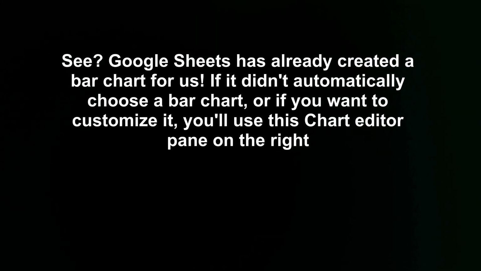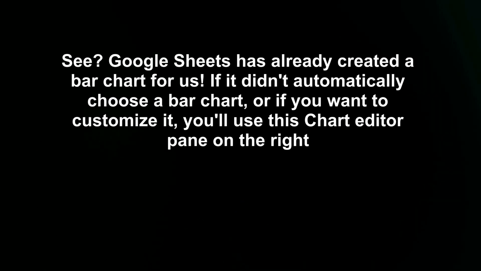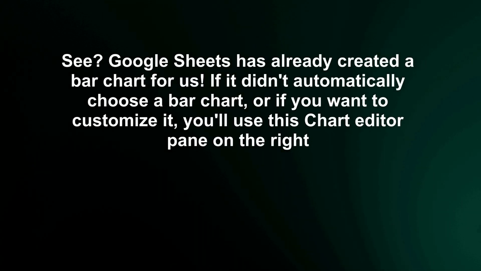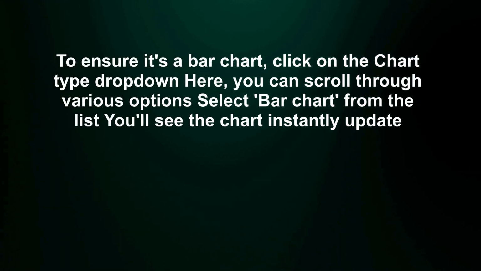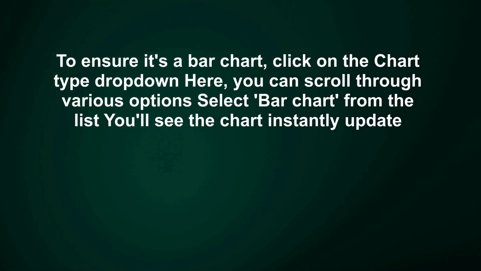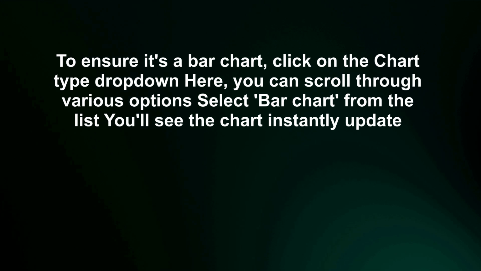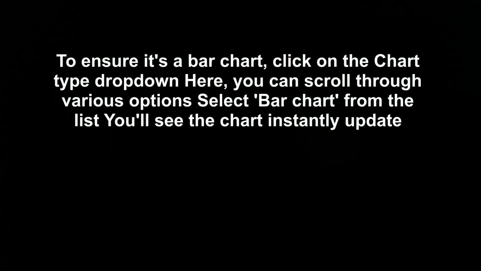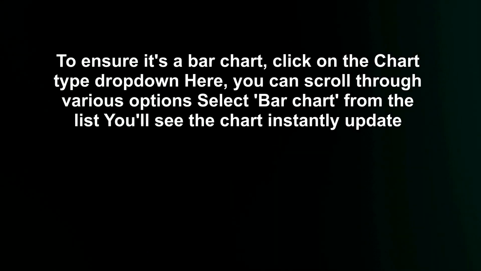If it didn't automatically choose a bar chart, or if you want to customize it, you'll use this chart editor pane on the right. To ensure it's a bar chart, click on the chart type drop-down here. You can scroll through various options, select bar chart from the list. You'll see the chart instantly update.